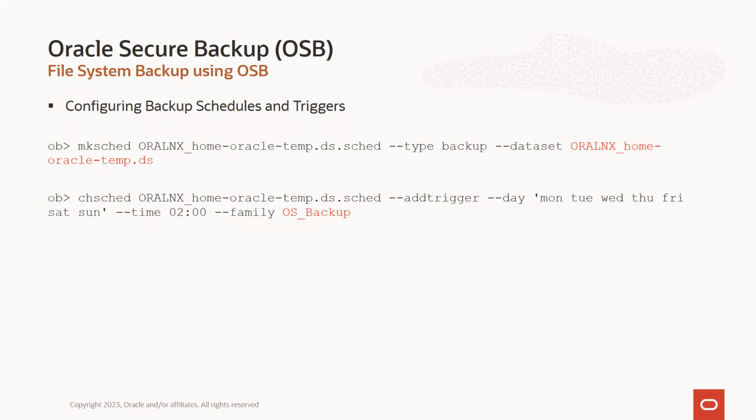To schedule the file system backup, you can issue the obtool commands mksched and chsched. In the example, the dataset to be backed up is this dataset, the media family is OS backup, and this is going to run daily at 2 a.m.